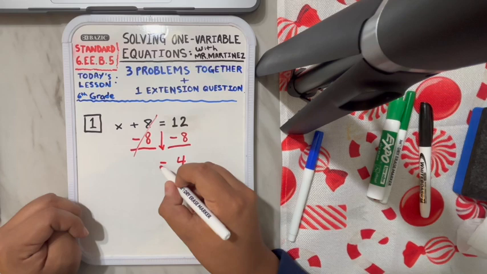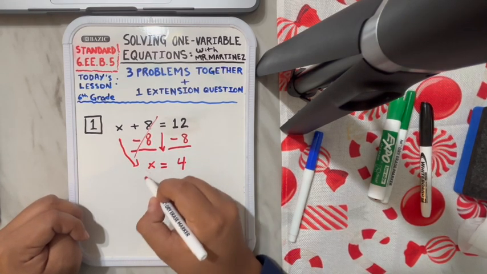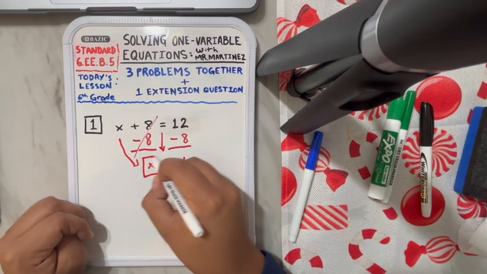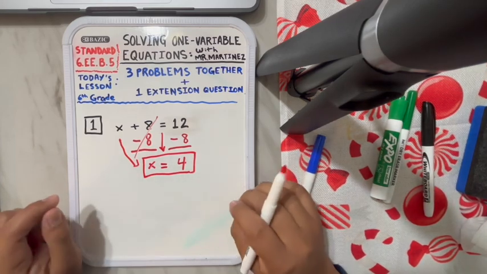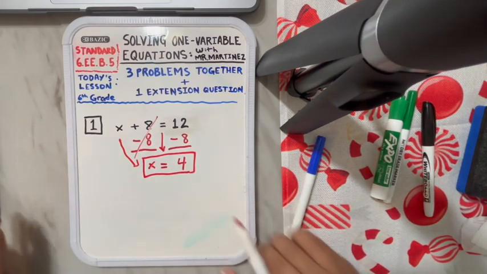So we have an equal sign and we have the x. So what are we left with? We are left with x equals 4. And yeah, this is the solution for our first problem. Now let's move on to our next problem.